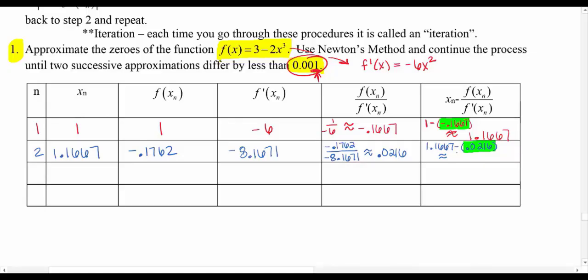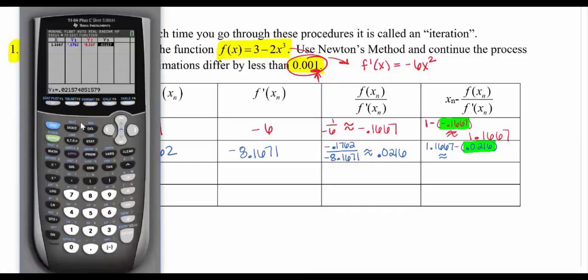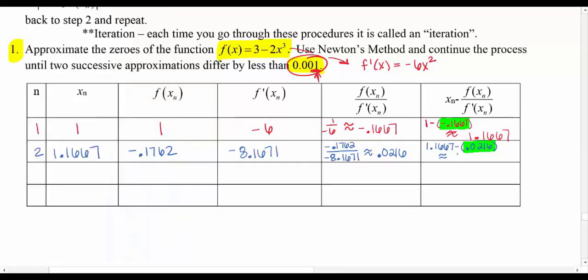So this is going to be, and again, you can do this from your home screen. This is where I usually will choose to do these subtractions. So I'm just going to say 1.1667 minus 0.0216. I can probably do this one faster in my head, but that's okay. Yep, 1.1451. So that is my iteration or guess 3.